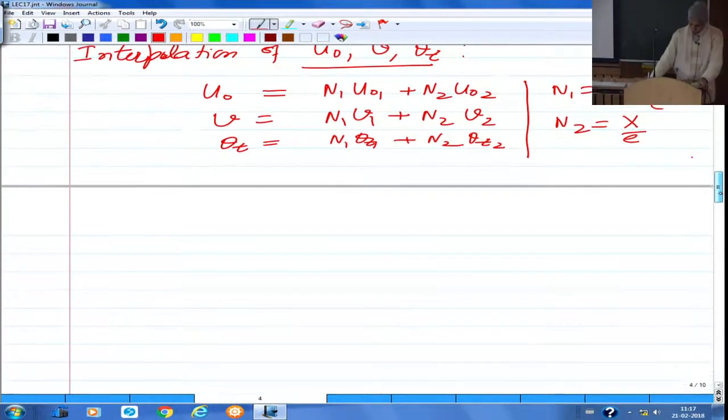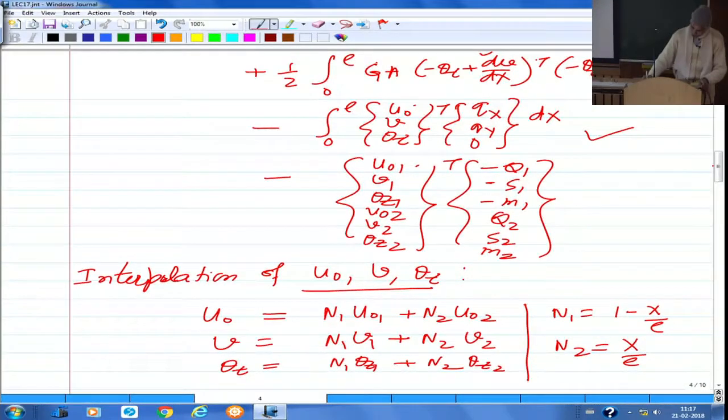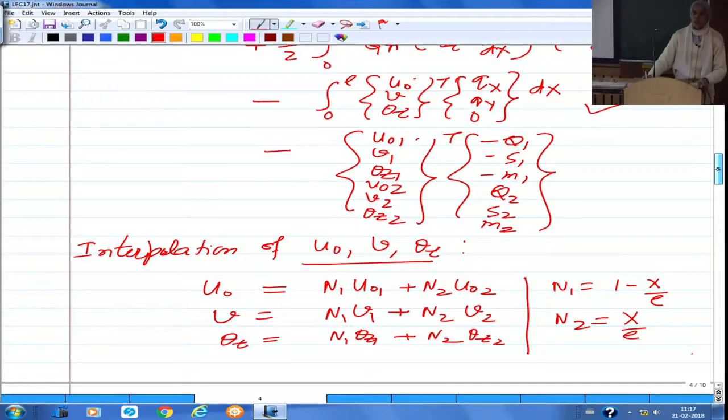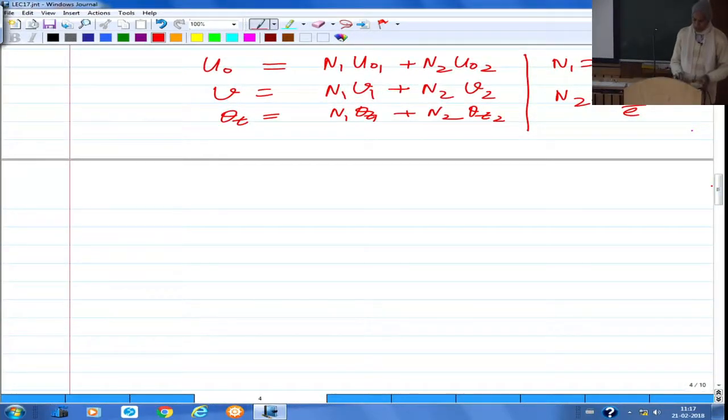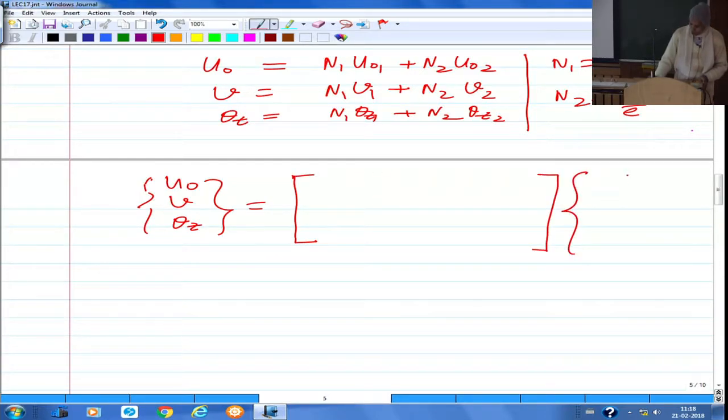And now, substituting this finally into this integral functional, and then taking delta I equal to 0, you will derive the element level governing equation. This you can put in matrix vector form. So same thing, if you want, you can write u naught, v, theta z, this whole displacement and rotation vector put together, in terms of the shape functions matrix, that is the interpolation matrix, and the vector of elemental degrees of freedom, that is u naught 1, v1, theta z1, u naught 2, v2 and theta z2.